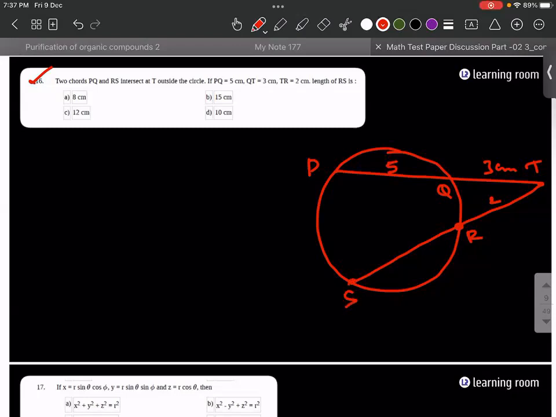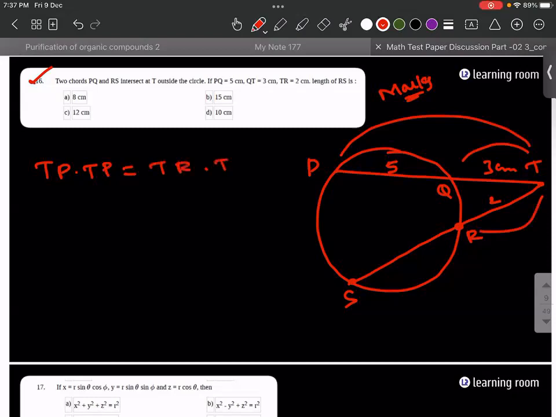How to solve? First of all, what is the logic you thought of? Actually, I don't think this concept is there in the syllabus, but you should get marks for this also. There is a concept: if two chords meet externally at point T, then TP into TQ should be equal to TR into TS. We'll get marks for this also. So let me make a note.